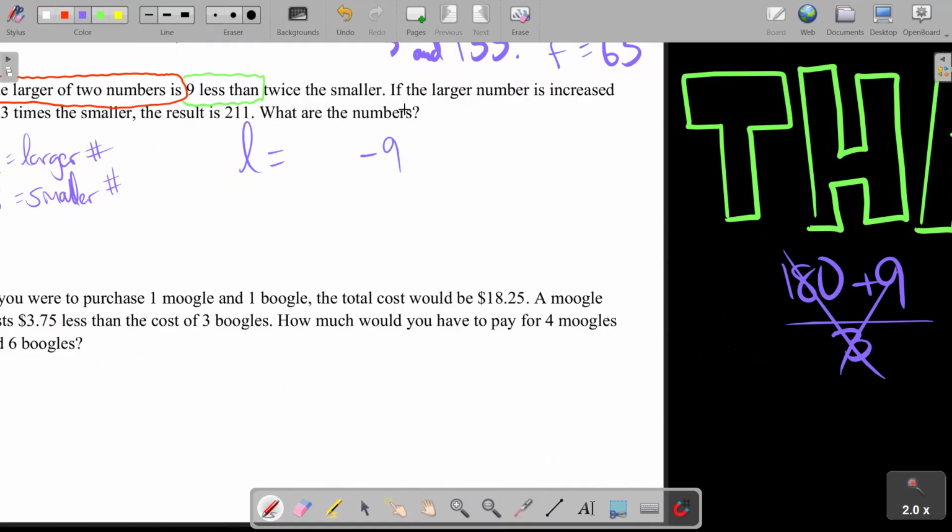And then in that void that I've created, I just need to fill in twice the smaller. What does that look like? 2S, because it's twice the smaller. Okay.